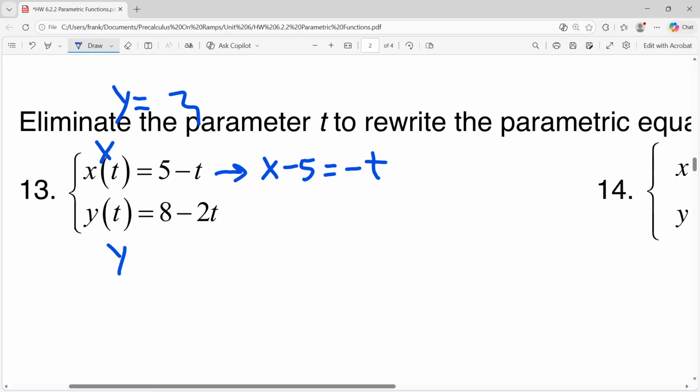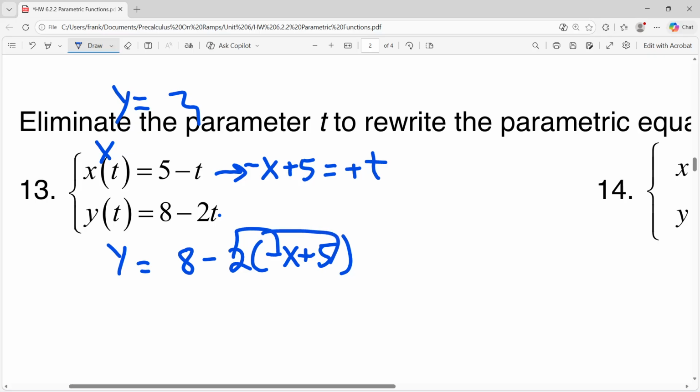So I get x minus 5 equals minus t. I switch all the signs: t equals negative x plus 5. Now I can substitute that into the second equation. y equals 8 minus 2 times negative x plus 5. I will distribute the negative 2.